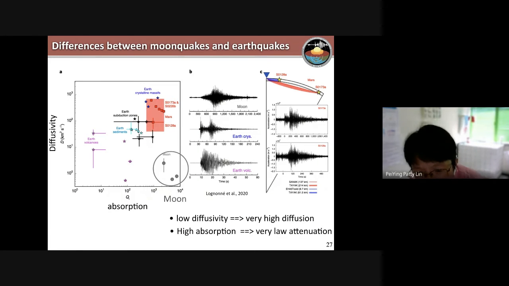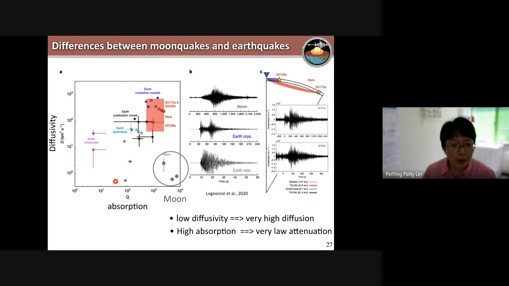And this is a summary proposed by Longuin in 2012. What they show here is that moonquakes, earthquakes, and also Mars, but we are not going to mention Mars here. They plotted the scattering and the absorption phenomena. And please note here, we all talk about the moon. The moon is totally different from other seismic events that happen on the Earth and Mars.